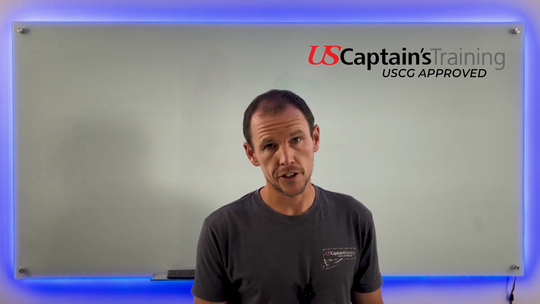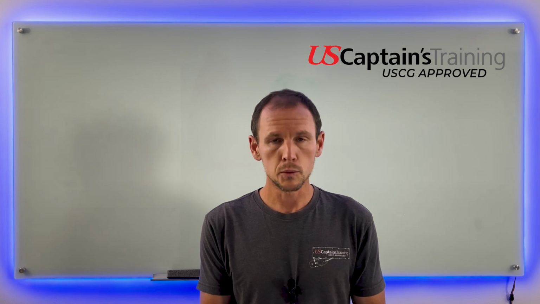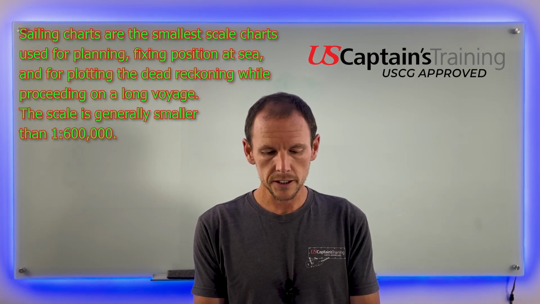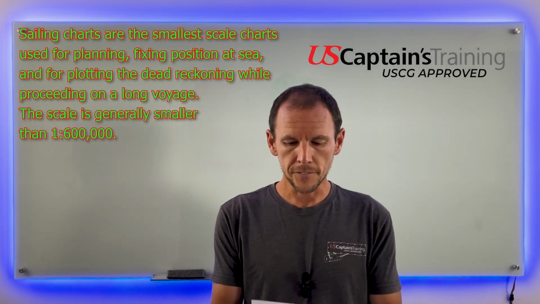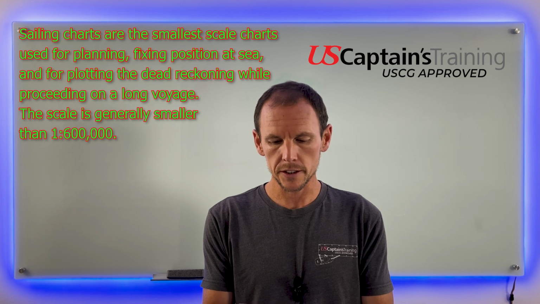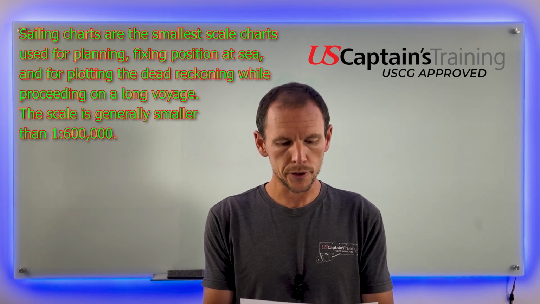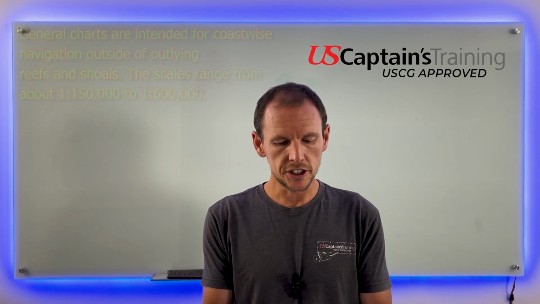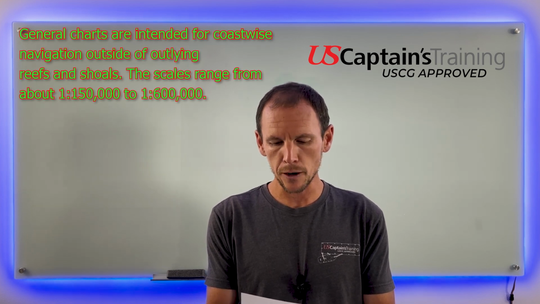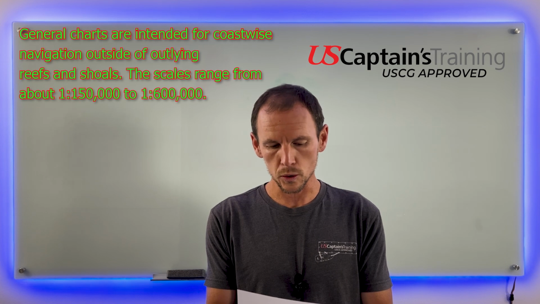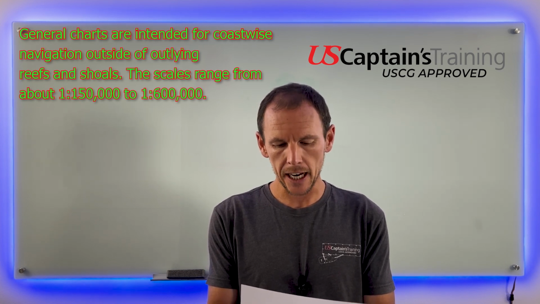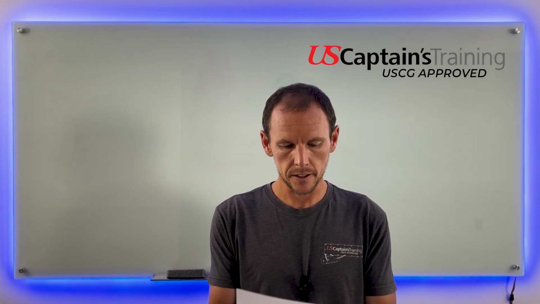Let me read you the definitions of these charts. These words are important. Sailing charts. Sailing charts are the smallest scale charts used for planning, fixing position at sea, and for plotting the dead reckoning while proceeding on a long voyage. The scale is generally smaller than 1 to 600,000. A general chart. General charts are intended for coastwise navigation outside of outlying reefs and shoals. The scales range from about 1 to 150,000 to 1 to 600,000.